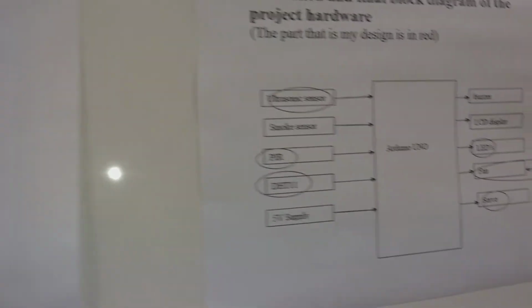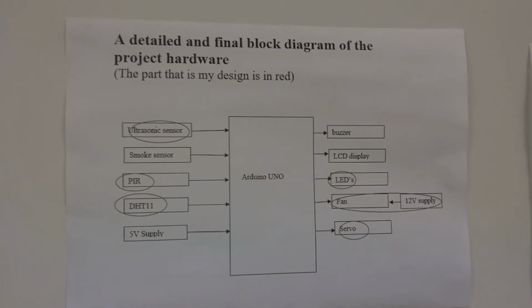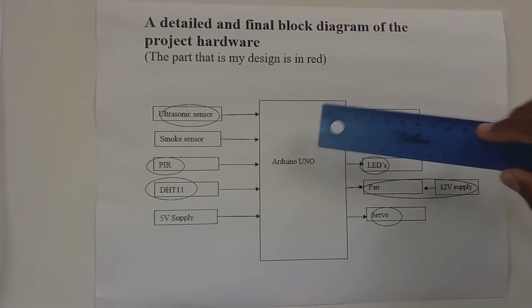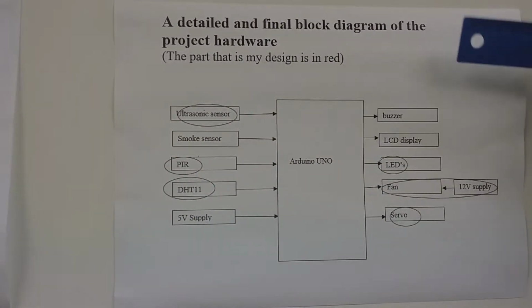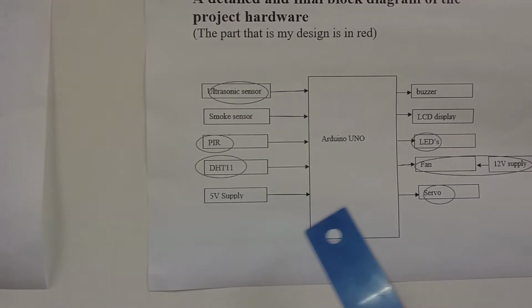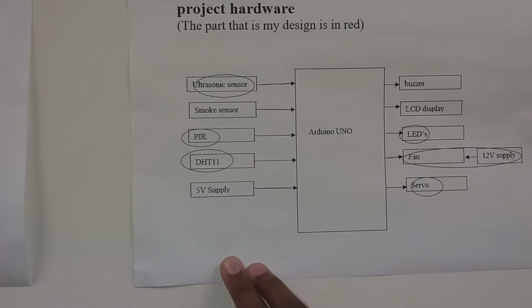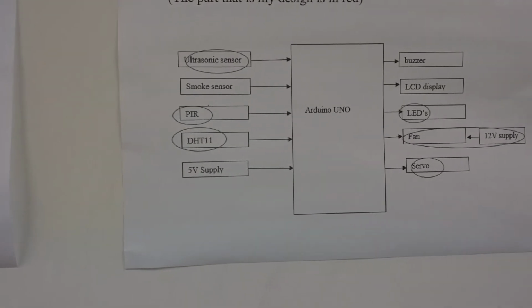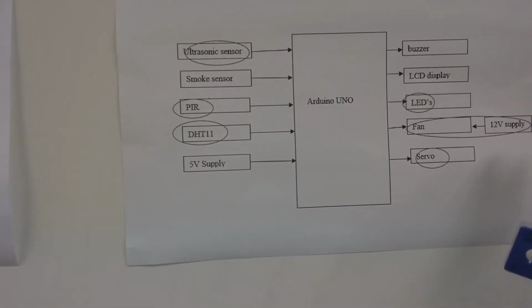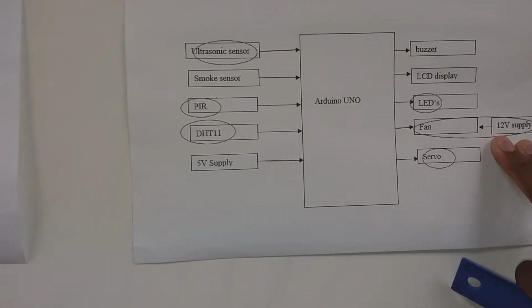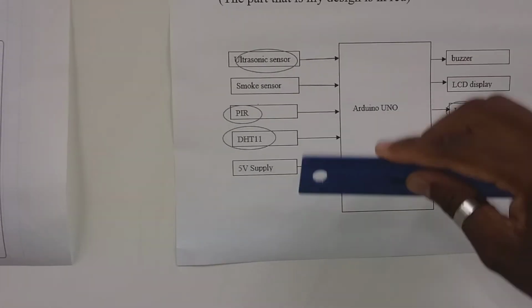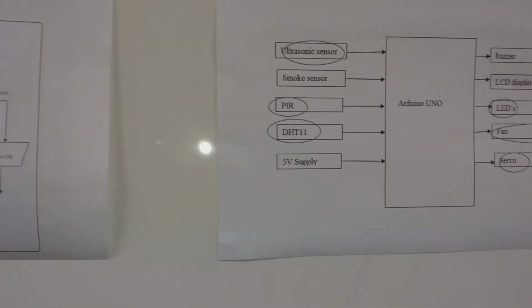And then this is my detailed and final block diagram of the project. As you can see, this is the Arduino Uno that I've used, and this is the inputs, and these ones are the outputs. The inputs are the ultrasonic sensor, the smoke sensor, the PIR, the DHT11, and the 5-volt supply from the PC. On the output side is the buzzer, the LCD display, the LEDs, the fan, which will be supplied externally with a 12-volt supply, and the servo. The ones that you see here are the ones that I added myself on the block diagram.